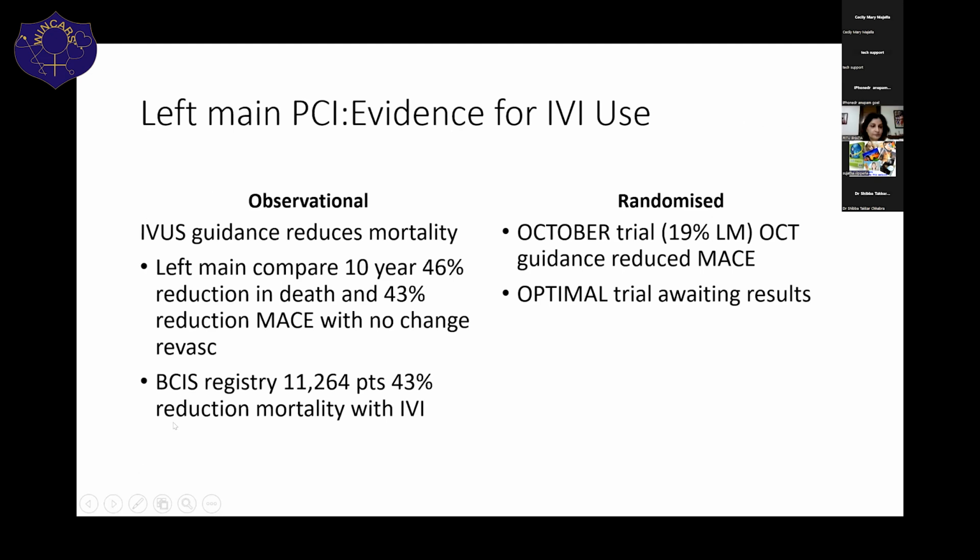But what is the evidence for use of intravascular imaging? Do we have any randomized trials? No. There is observational data, the left main COMPARE trial, which shows at 10 years a 46% reduction in death and 43% reduction in MACE. And the largest database is the British Cardiovascular Intervention Society registry, 11,000 patients, with a 43% reduction with IVI. What about randomized trials? In the OCTOBER trial, only 19% were left main, and OCT guidance reduced MACE. So we have an upcoming randomized trial of intravascular imaging in left main, and that is the OPTIMAL trial.